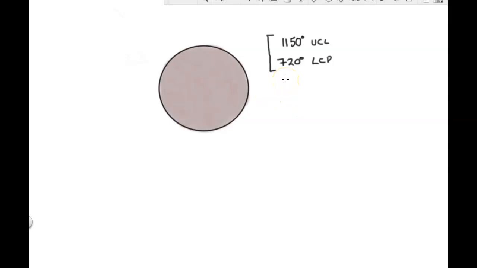Now if you think back to when we were discussing the heat temperature graph, we were talking about mild steel in this case. We have a lower critical point, which is 720 degrees, and then you have an upper critical limit, which is 1150 degrees approximately. So in between that's when your material starts to become liquid. Under 720 it starts to solidify.